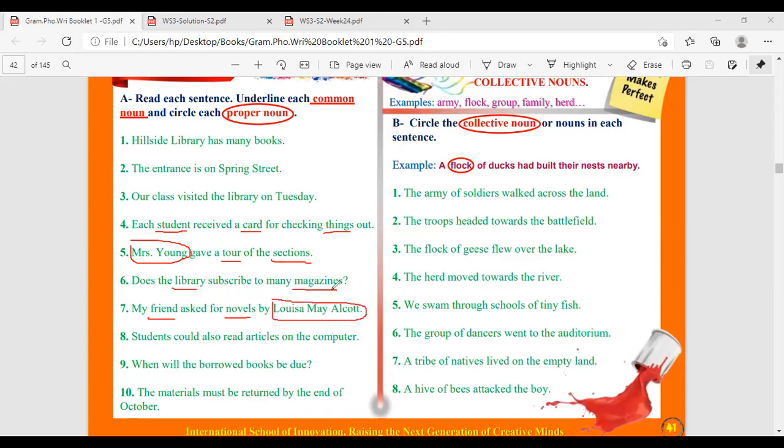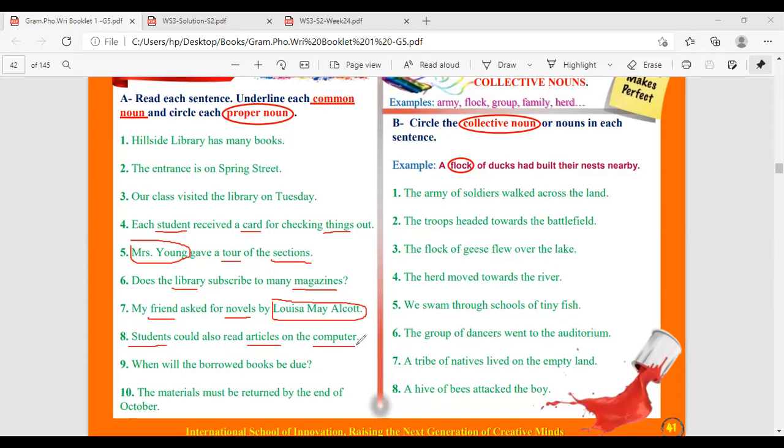Lana, number 8, please, quickly. Students could also read articles on the computer. Students is a common noun. Maria, please. Articles is a common noun. And computer. Excellent. Thank you.